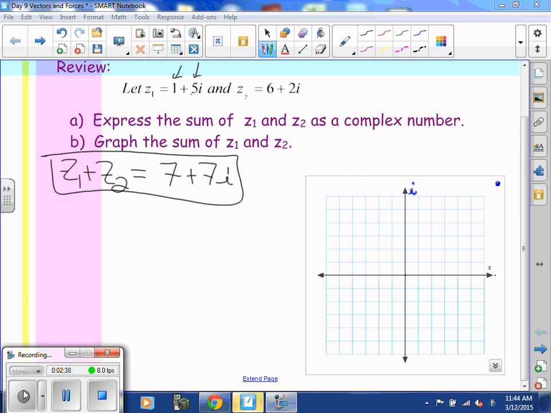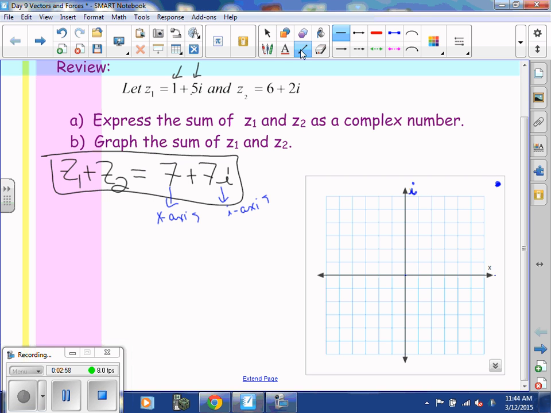So I didn't make my grid big enough. And I'm going to put a dot. So I went to the right 7, because this represents the x-axis. Then I went up 7 on the i-axis. Now here's the unique part, which is different. All it is a point right now. However, when we graph complex numbers, it's actually a vector.